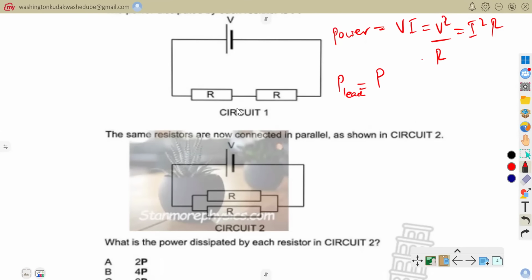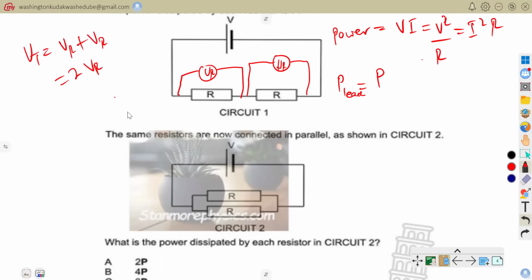Now, you would see that here, this is a series circuit. The voltage actually splits into two: the voltage on resistor R and the voltage on the other resistor R. You add them, and they will give you the total voltage. So V total would be equal to VR plus VR, which is equal to 2VR. That is what we know about a series circuit.